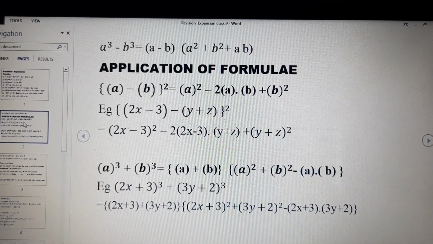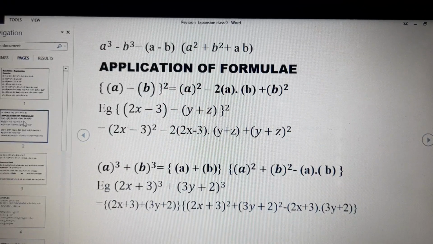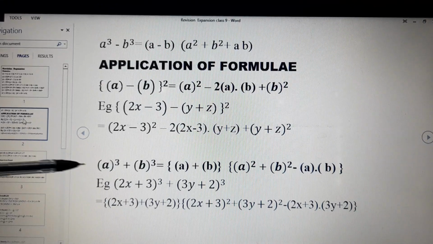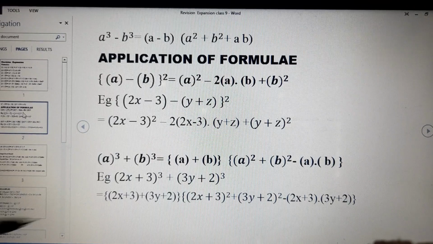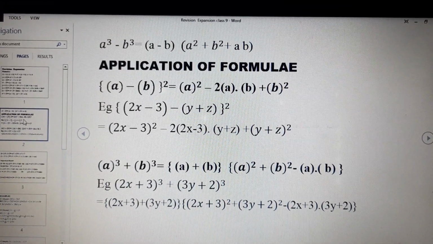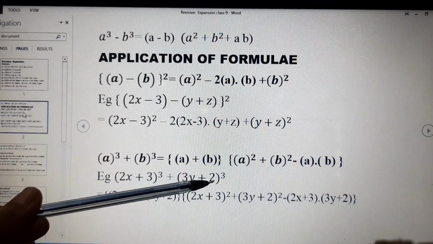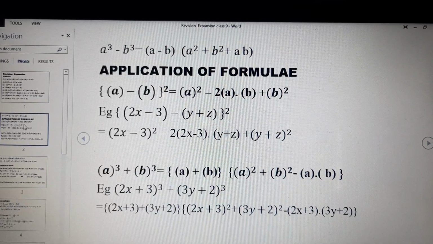Let us take another formula. It is a cube plus b cube is equal to a plus b, first bracket, second bracket a square plus b square minus ab. Then suppose the question is this: 2x plus 3 whole cube plus 3y plus 2 whole cube. Then you can apply the a plus b whole cube formula here and the a plus b whole cube formula here, and then you can solve it. You can solve by that method also.